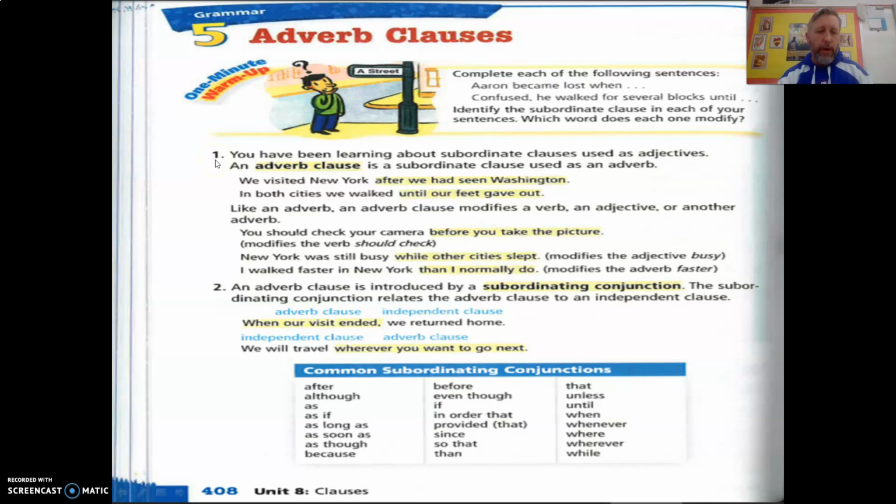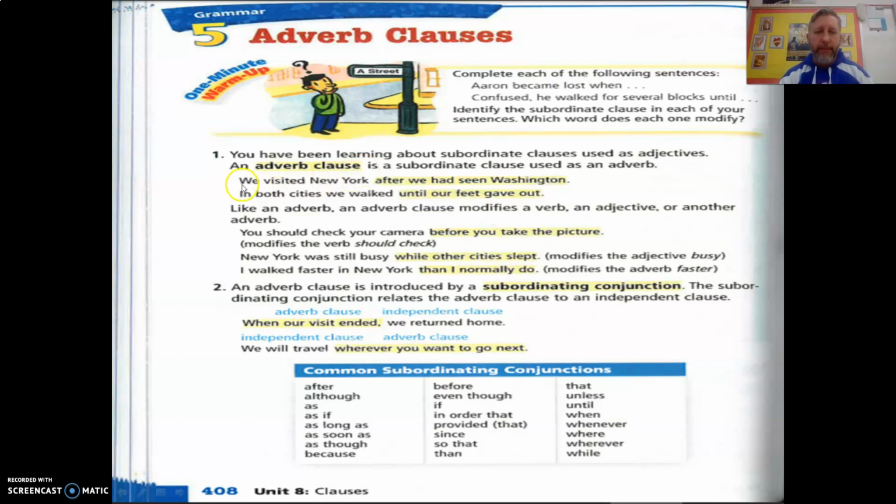So right now I'm looking at number 1 on page 408. We've been learning about subordinate clauses that were used as adjectives. Now we're going to learn about subordinate clauses used as adverbs. Subordinate clauses, remember, are groups of words that cannot stand alone in a sentence all by themselves, and typically they begin with a subordinating conjunction. And we're going to talk about common subordinating conjunctions for adverb clauses today.